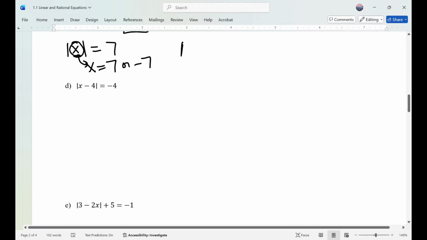Your absolute value must always equal a positive number. If your absolute value equals a negative number, it is no solution, and you write no solution and then go on to the next problem. So this problem that we have here, the absolute value of x minus 4 equals negative 4. In this case here, we have an absolute value equal to a negative number. Well, an absolute value cannot equal a negative number. So this is a no solution situation that I was just talking to you about.